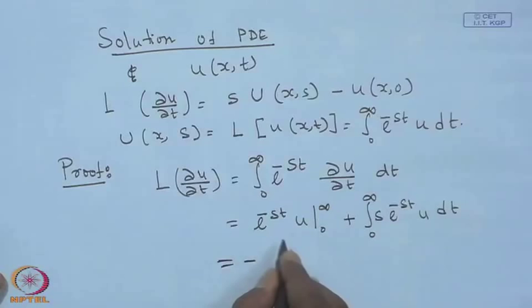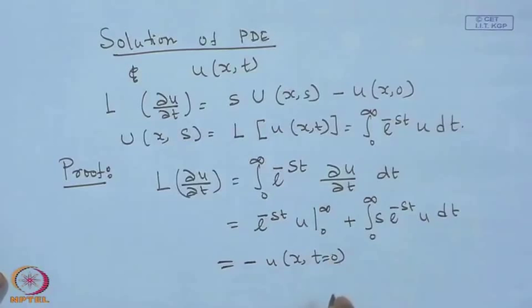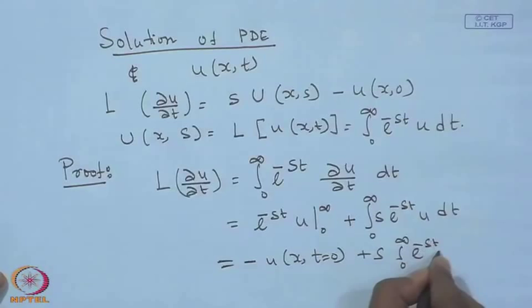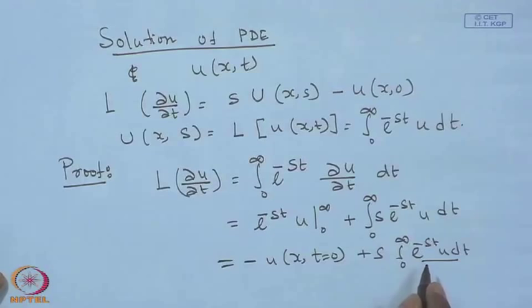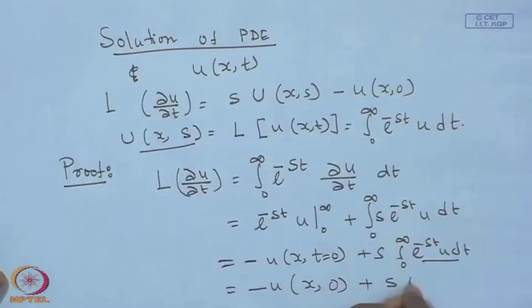So, u(x) at t is equal to 0 plus s integral from 0 to infinity e to the power minus s t u dt. So, what is this? This is nothing but capital U as a function of x and s. So, this will be nothing but minus u(x, t equal to 0) plus s U of x and s. So, that is the Laplace of del u del t.